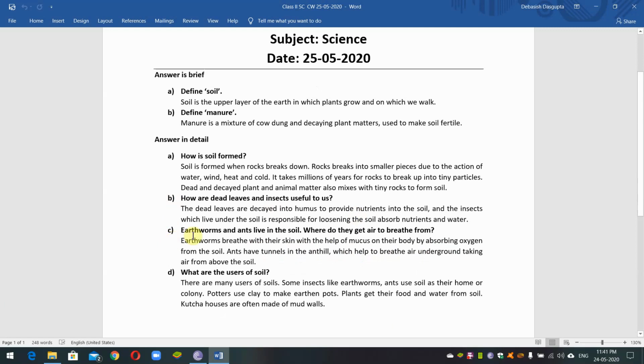Question number 3. Earthworms and ants live in the soil. Where do they get air and breathe from? Earthworms breathe with their skin with the help of mucus on their body, by absorbing oxygen from the soil. Ants have tunnels in the anthill which help them to breathe air underground, taking air from above the soil.